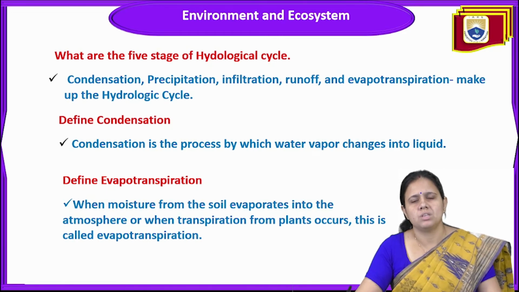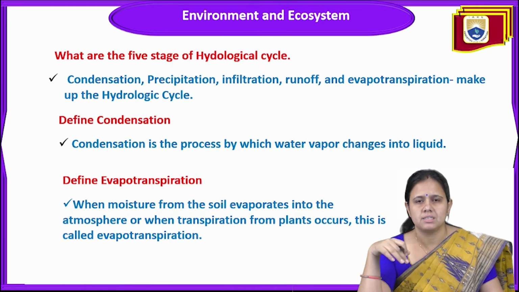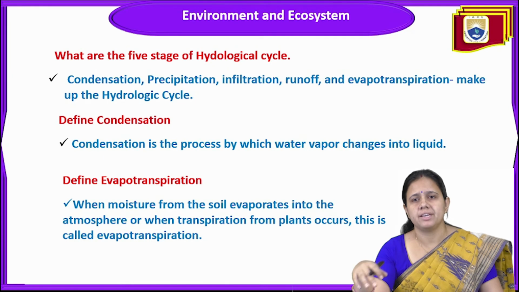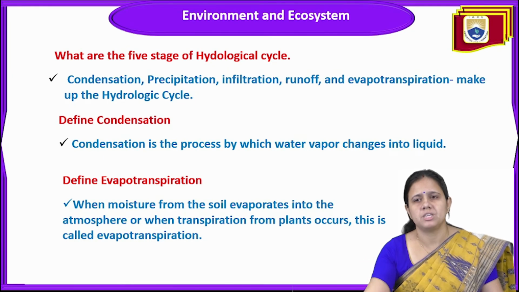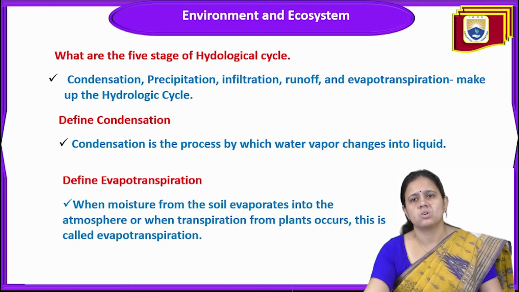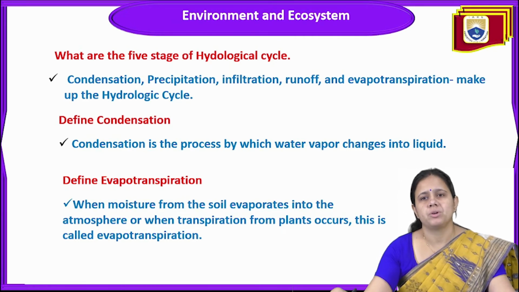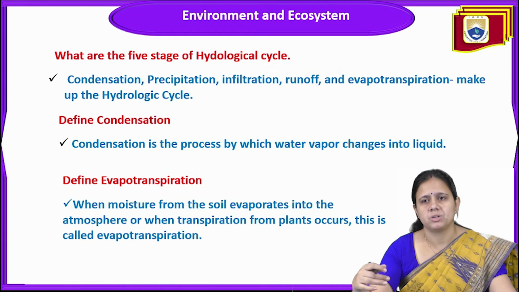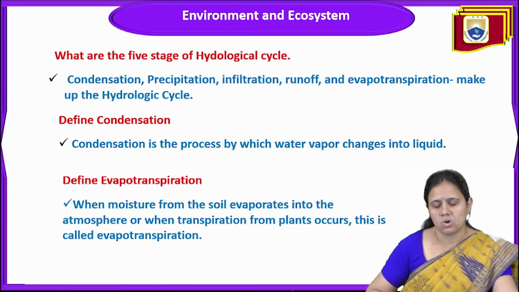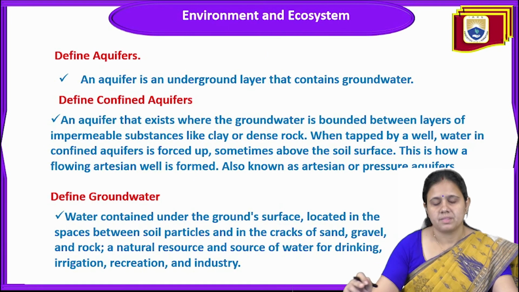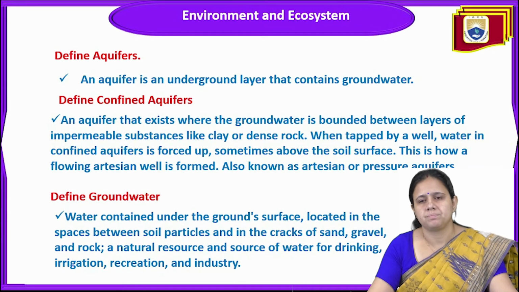And next is about the definition of evapotranspiration. So what will happen when moisture that is present in the soil will evaporate into the atmosphere, or when transpiration from plant occurs, this is called as evapotranspiration. When moisture from the soil will evaporate into the atmosphere, and when transpiration from plants occurs, this is called as evapotranspiration. Next definition is about the aquifers.